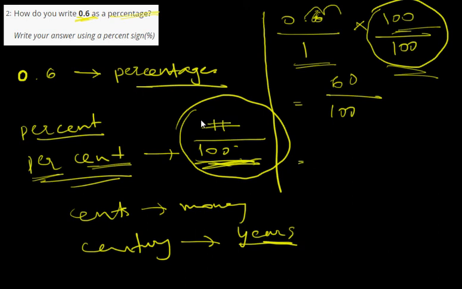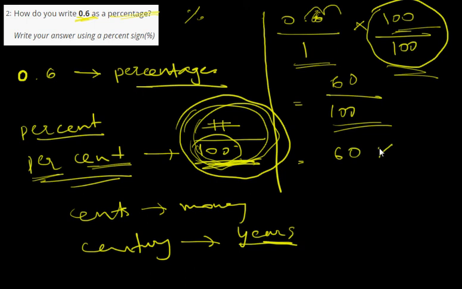Now anything written in this form is essentially a percentage itself. So we can remove the denominator if the denominator is 100, and in place of the 100 we can use the percent sign. So since we have an expression in terms of this, we can call this 60%. So 0.6 is the same as 60%.